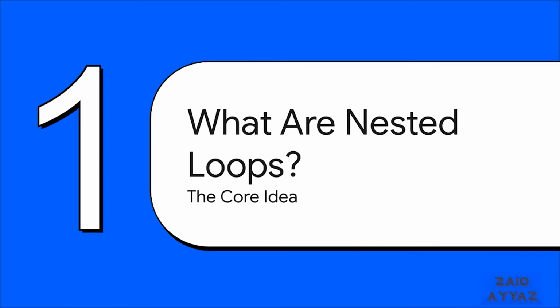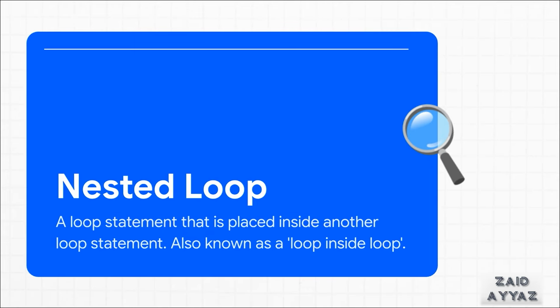All right, first things first. Before we can start building cool shapes, we've got to nail down the fundamental idea. So what exactly is a nested loop? Honestly, it's as simple as it sounds. You just take one loop and stick it right inside another one. That's it. The one on the outside becomes the outer loop, and, you guessed it, the one inside is the inner loop. This basic setup is a total game changer for tackling more complex problems.